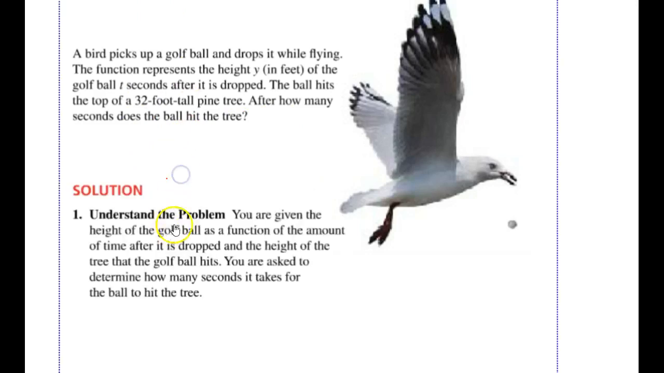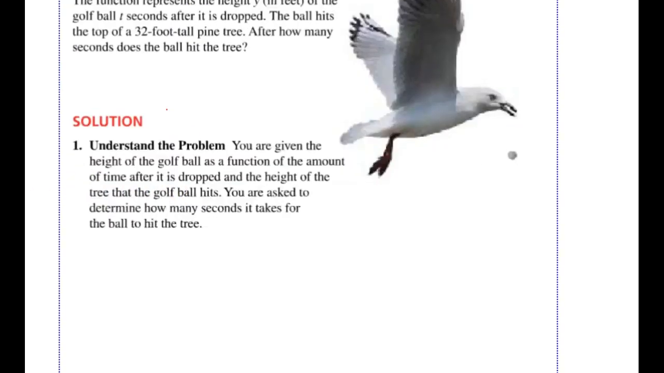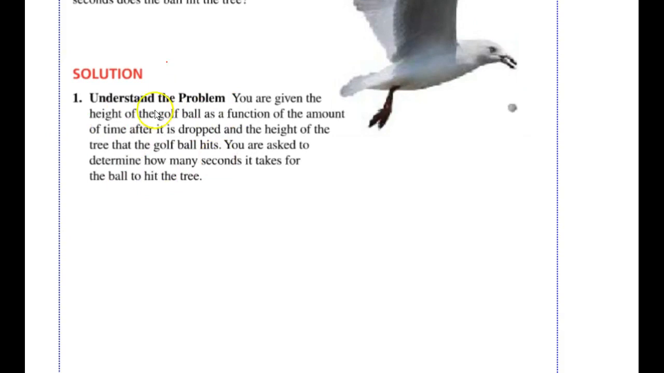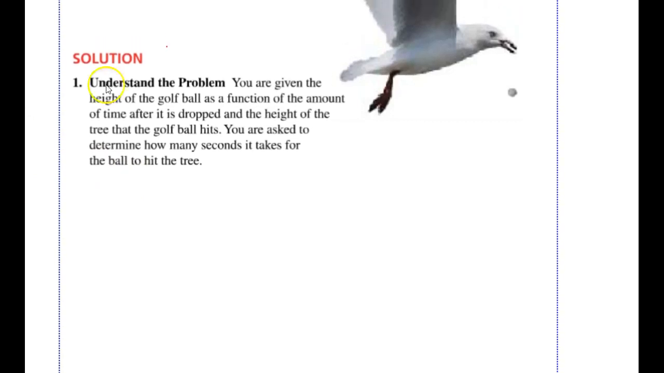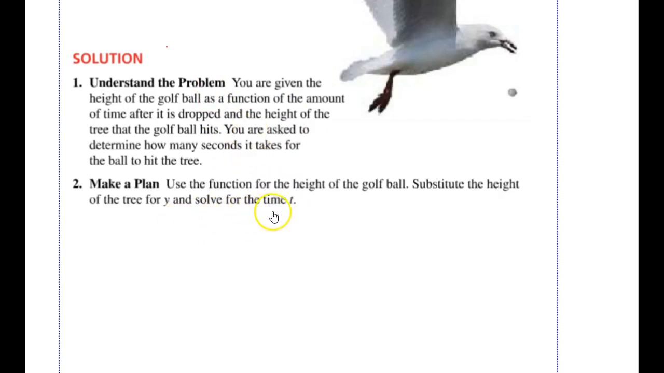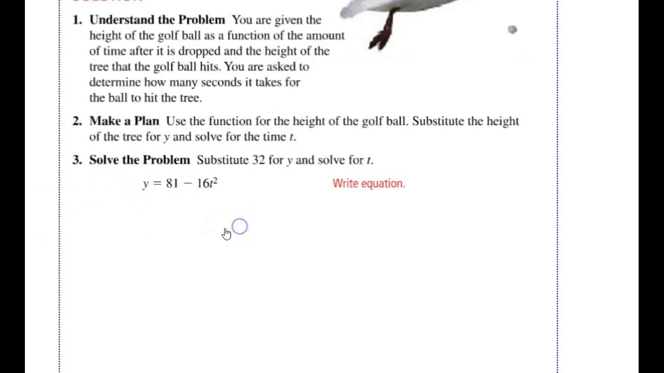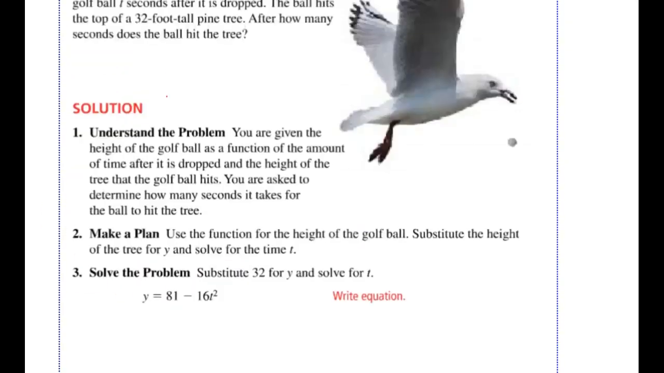So there are many steps we want to do, right? And when you're taking notes on this, don't write all of this out. This is not useful information for you to have. We want to figure out what we're going to actually use. So I know I'm given the height of the golf ball as a function, and I'm given the height of the tree. Then I have to figure out how many seconds it takes. So I want to use the function for the height of the golf ball and substitute 32 for y and then solve for my t, right?